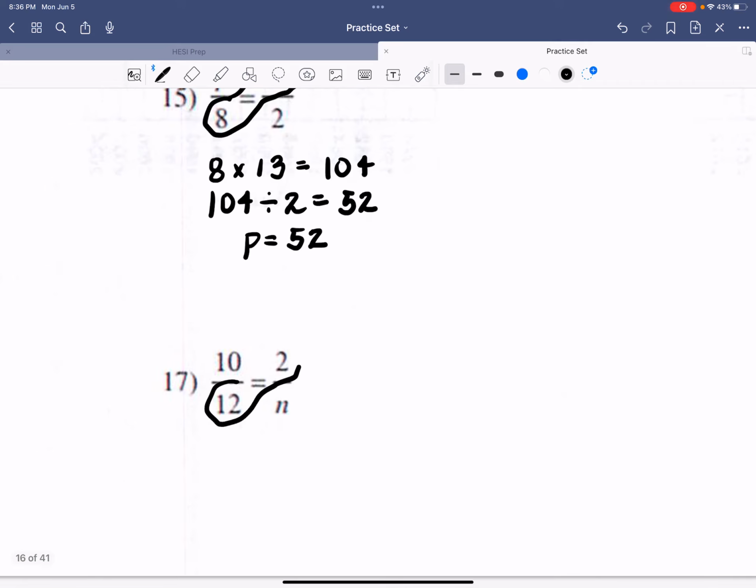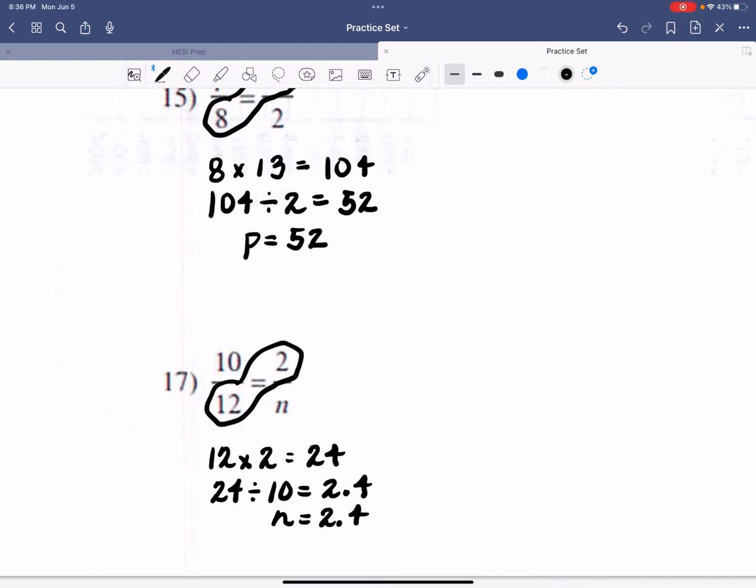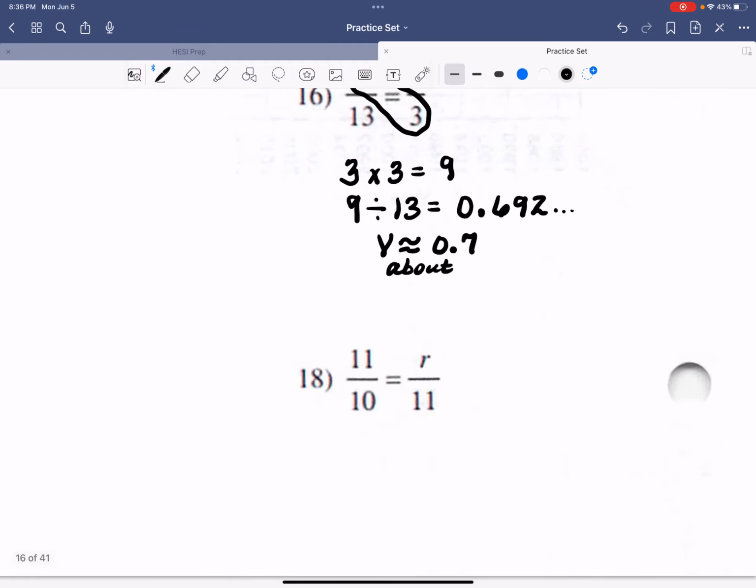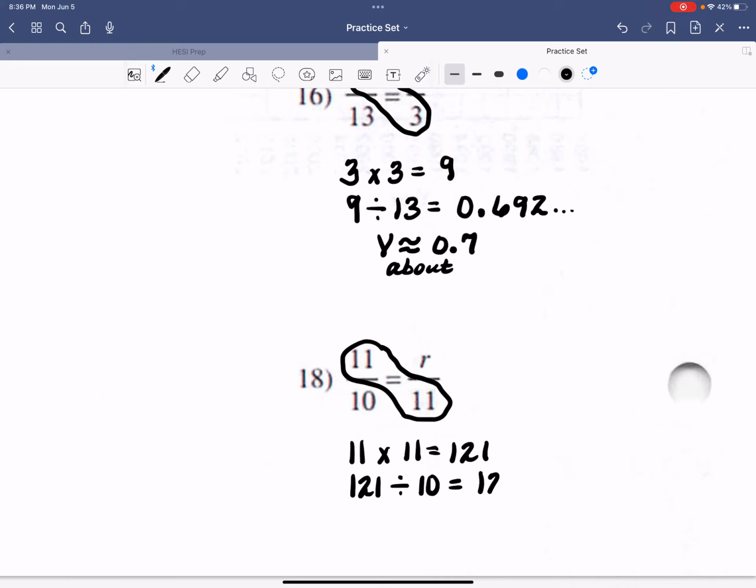12 times 2 is 24. And 24 divided by 10 is 2 4/10. So n is 2.4. 11 squared, 11 times 11 is 121. And 121 divided by 10 is 12.1. So R is 12.1.